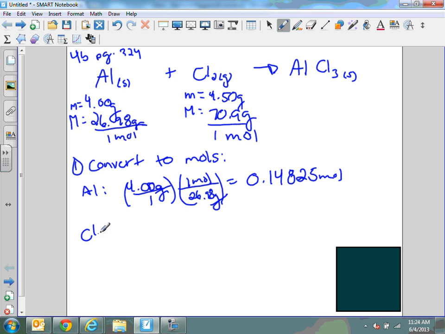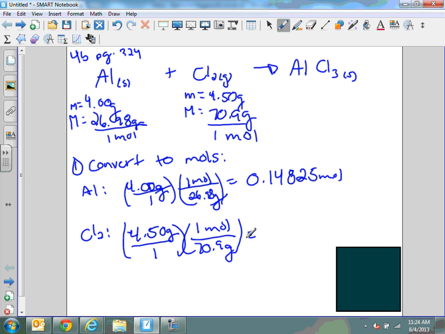For my chlorine, we're going to have 4.5 grams times my molar mass, 1 mole per 70.9 grams. And this will give me moles of 0.06346 moles.